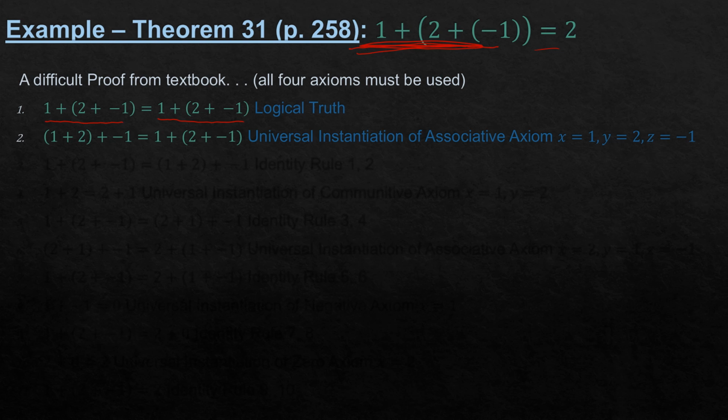But then we're going to do a universal instantiation of the associative axiom, where x is equal to 1, y is equal to 2, and z is equal to -1. So here, we've just, so to speak, rearranged our groupings a little bit in terms of our parentheses. So here we have this 1 plus 2 grouped together. And then we can resort to the identity rule with lines 1 and 2. So from 1 and 2, we can derive line 3. And notice that we're just saying that this left-hand side is identical with this right-hand side.